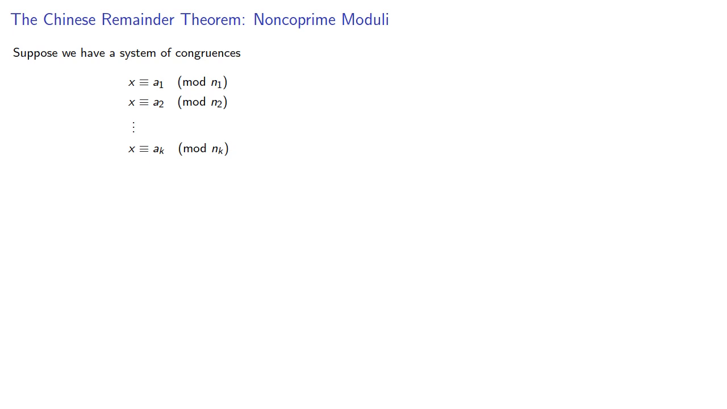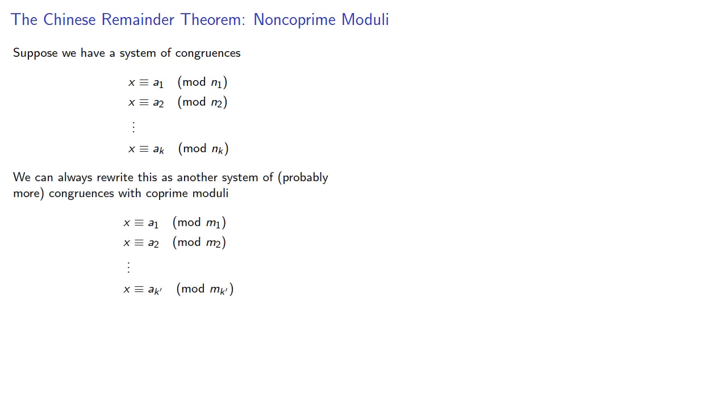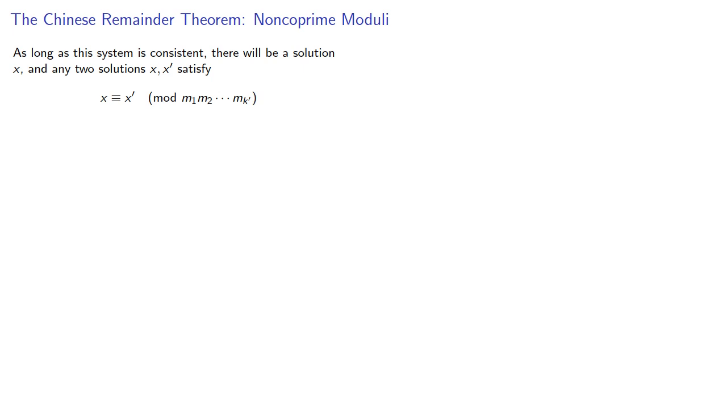So suppose we have a system of congruences. We can always rewrite this as another system of probably more congruences with coprime moduli, where the moduli are prime powers. As long as the system is consistent, there will be a solution X, and any two solutions are congruent mod the product.